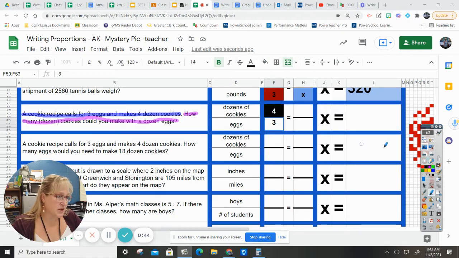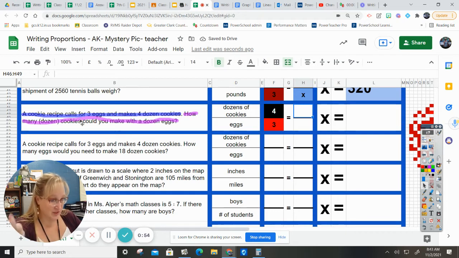So the first thing that I need to know is how many eggs are in a dozen. And if you do not know how many eggs are in a dozen, there are 12. And they are asking how many eggs it takes, how many dozen cookies it will make. I said that backwards, but you understand what I'm saying. So we have 4 over 3 equals x over 12.